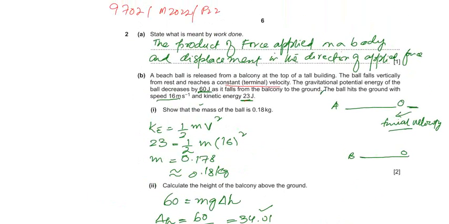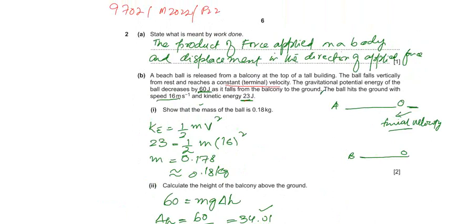9702 March 2022 paper 2 variant 2, and the topic is energy, work done, work, power, energy. Question number 2, part A: state what is meant by work done. The work done is the product of force and the displacement in the direction of the applied force, right?